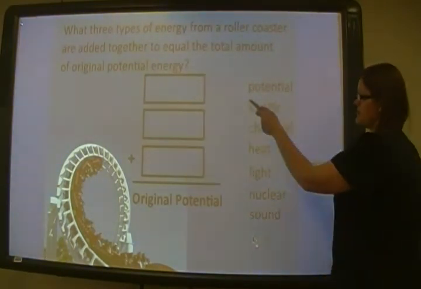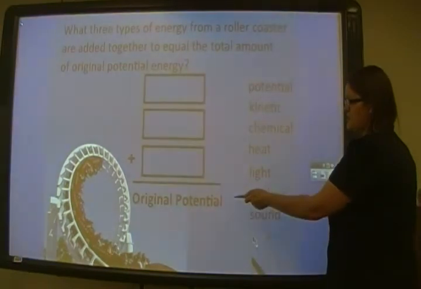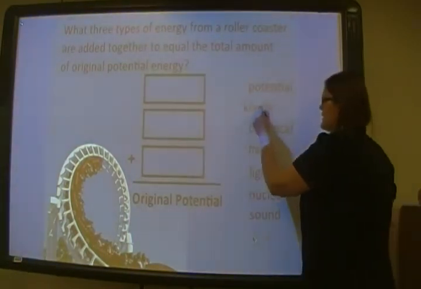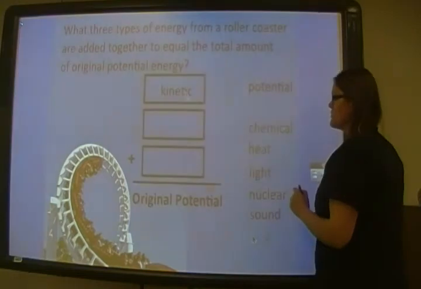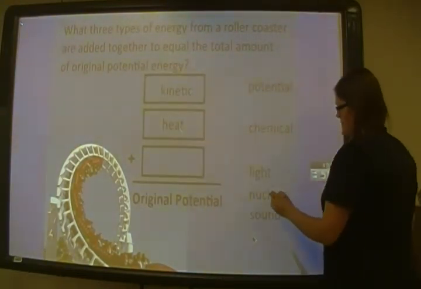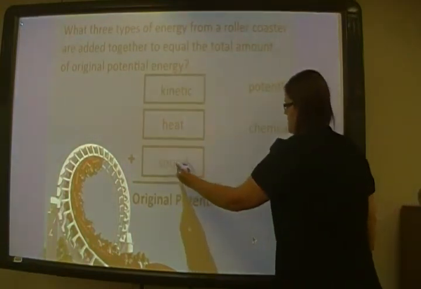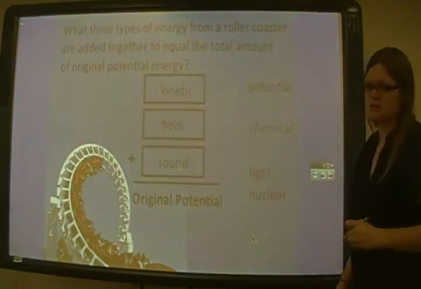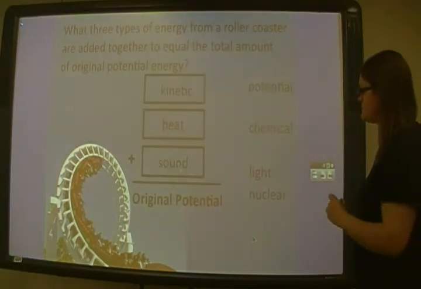The three types of energy that will be equal to the original potential energy are the kinetic energy of the motion of the roller coaster, the heat energy that's released by friction, and the sound energy that's released from the vibrations of the cart against the track.